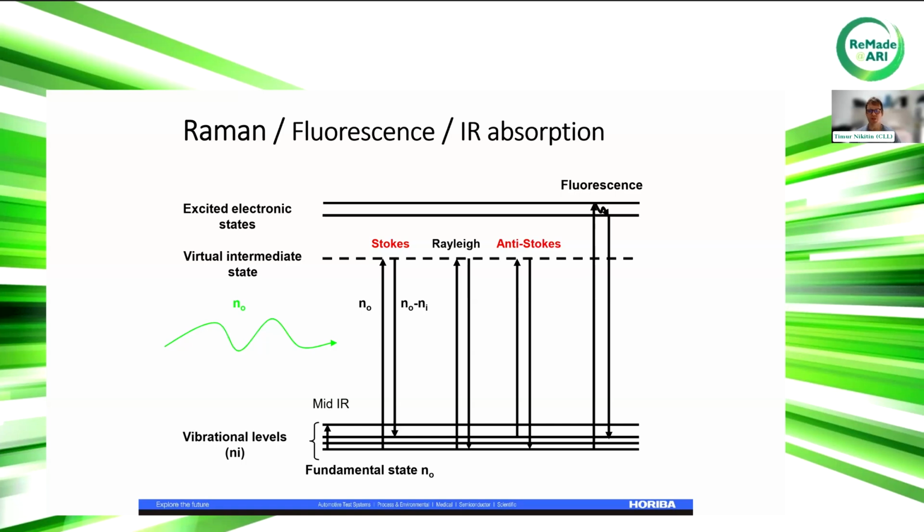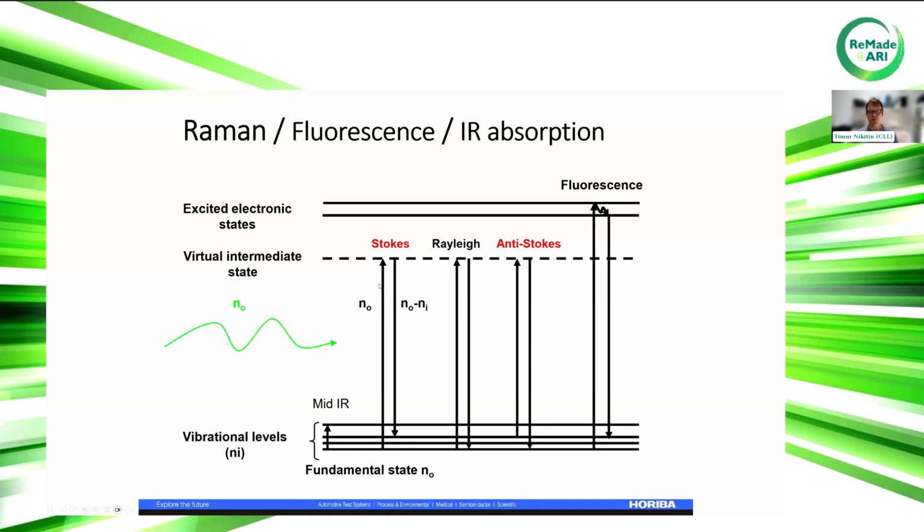There are three processes, or let's say rather four, that could happen when we irradiate our sample with, in this case, monochromatic collimated light such as laser light. First, we will observe Rayleigh scattering, which means that our system will go to some virtual state and then return to the same ground vibrational state without change of energy. This scattered light does not bring any information about the vibrational structure of the sample.